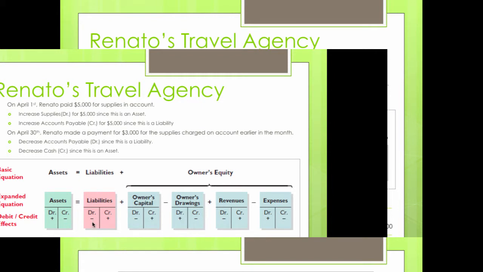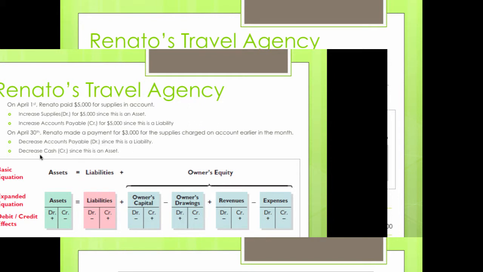The accounting equation, remember, was cash under assets, then liabilities, then owner's equity. And debit is on the left side of the equation, or the left side of the T account. So we're going to record that on the debit side on April 30th for $3,000. Once that is determined, you journalize the transaction. That's the reason I put decrease accounts payable as a debit, since this is a liability.